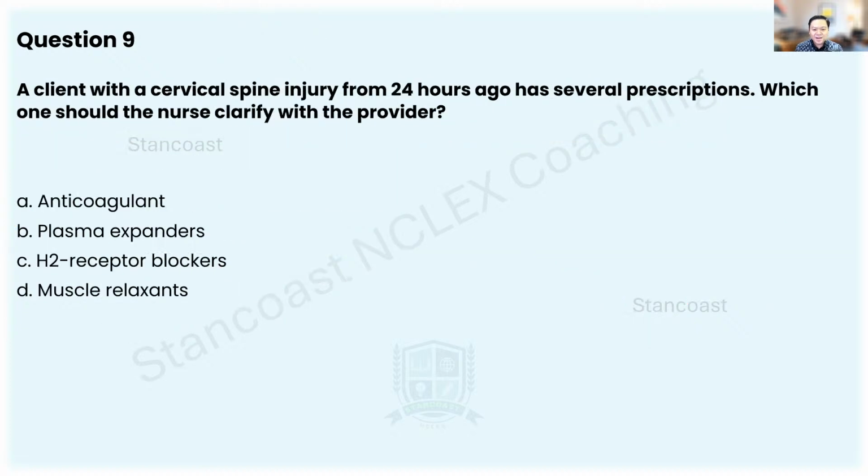Alrighty, let's have number 9. A client with a cervical spine injury from 24 hours ago has several prescriptions. Which one should the nurse clarify with the provider? Is it A, anticoagulant, B, plasma expanders, C, H2 receptor blocker, D, muscle relaxant? What do you think? A client with a cervical spine injury from 24 hours ago has several prescriptions. Which one should the nurse clarify with the provider? Is it anticoagulant? Is it plasma expanders? Is it C, H2 receptor blockers? D, muscle relaxants?